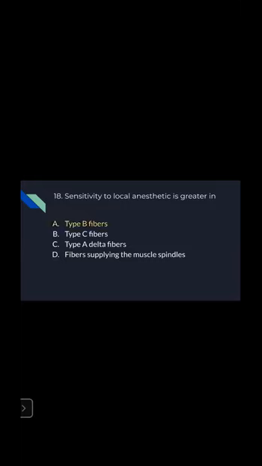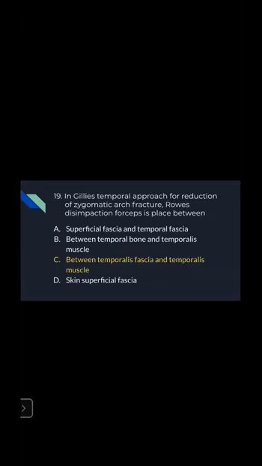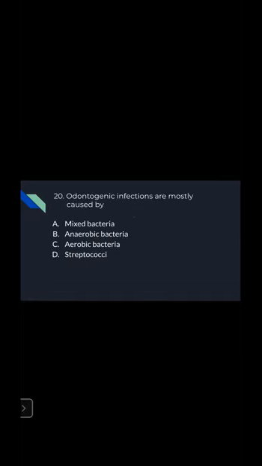Type B fibers. Question 19. In Gillies temporal approach for zygomatic arch fracture, the Rowe's elevator is placed between A. Superficial fascia and temporal fascia. B. Between temporal bone and temporalis muscle. C. Between temporalis fascia and temporalis muscle. D. Skin and superficial fascia. And answer is C. Between temporalis fascia and temporalis muscle.